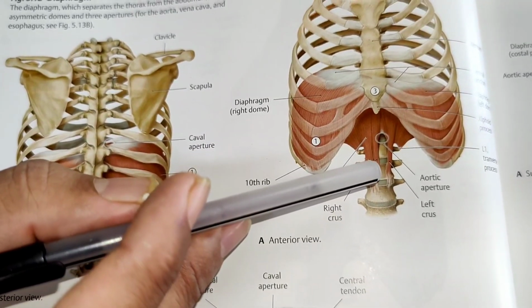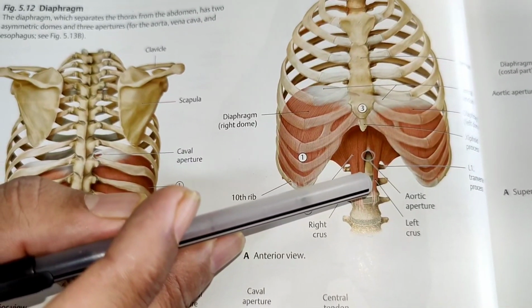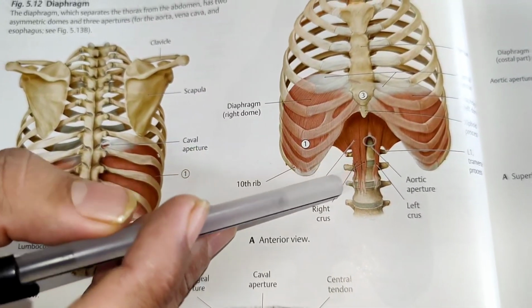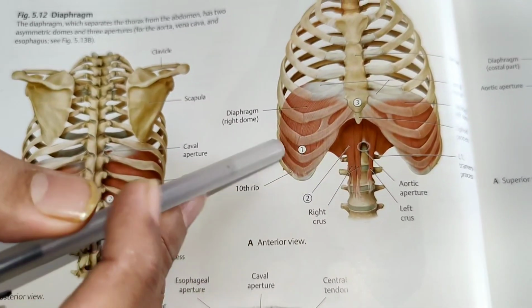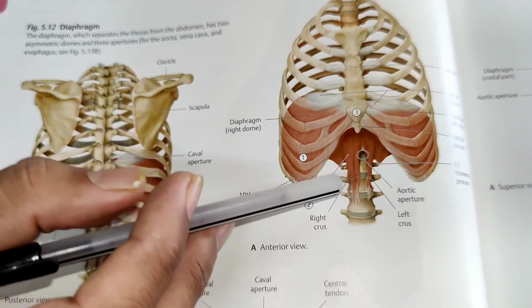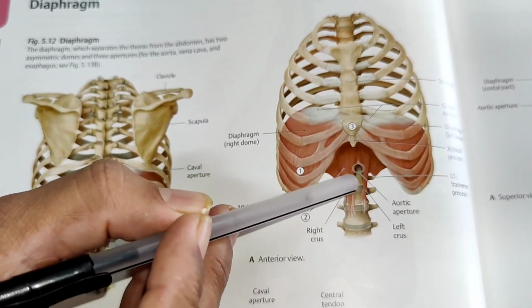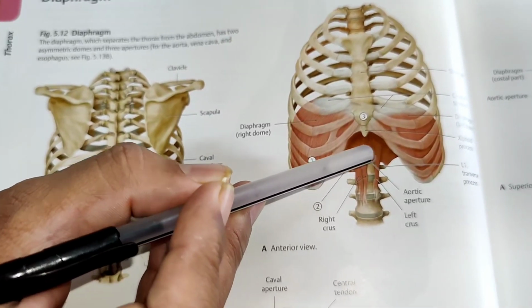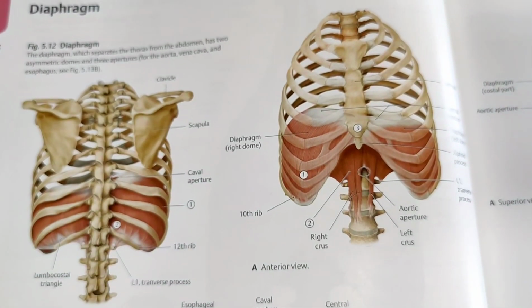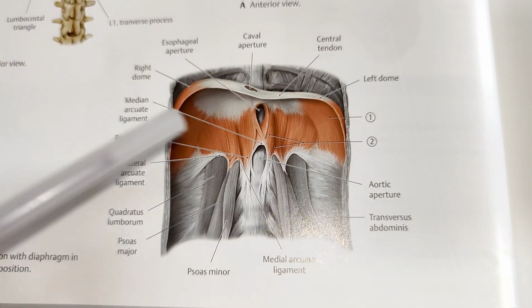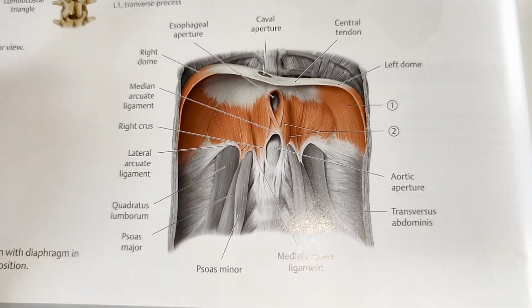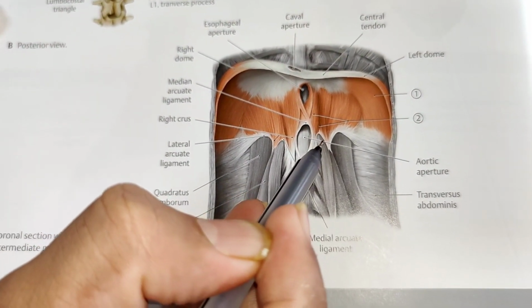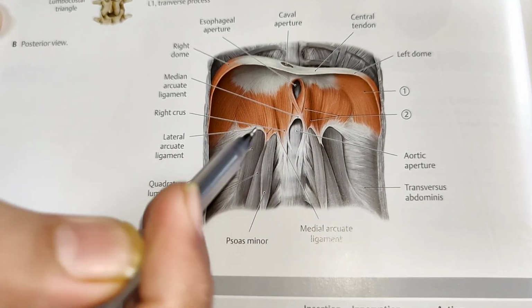The left crus arises from the body and intervertebral disc of the upper two lumbar vertebrae only. So we can say the right crus arises from the first three lumbar vertebrae, the left crus takes origin from the first two lumbar vertebrae. Both these crura unite across the median plane by the median arcuate ligament. So here we can see the median arcuate ligament. Now see in this figure, the diaphragm also takes origin from the medial and lateral arcuate ligaments on both sides. This is the medial arcuate ligament, this is the lateral.